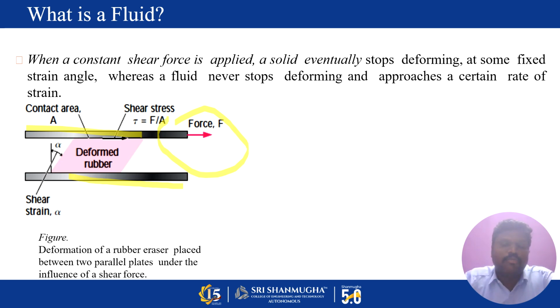Because of this movement of fluid between the two plates, the plate eventually stops deforming at some angle, that is called the shear strain. We can indicate it by the term alpha. Here, consider the deformation of a rubber eraser placed between two parallel plates under the influence of force. One plate is pulling like this, and one plate is moving this side. Between the movement of these two plates, the rubber is deformed. The deformed portion is at the surface, and because of this deformation, if the force is acting, shear stress will be developed.